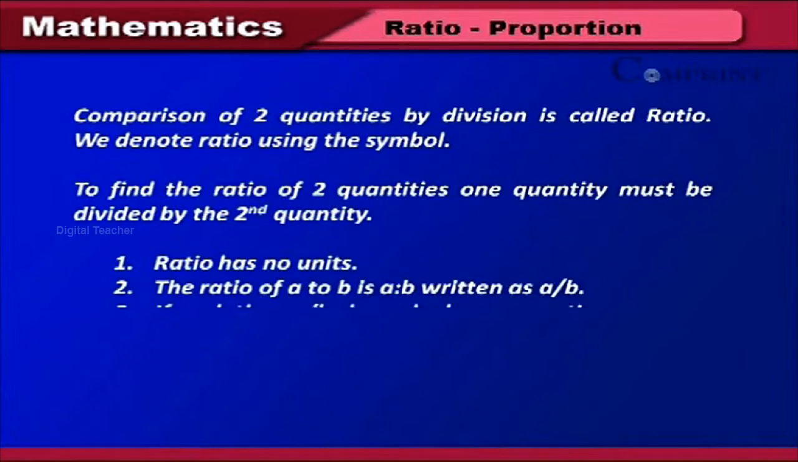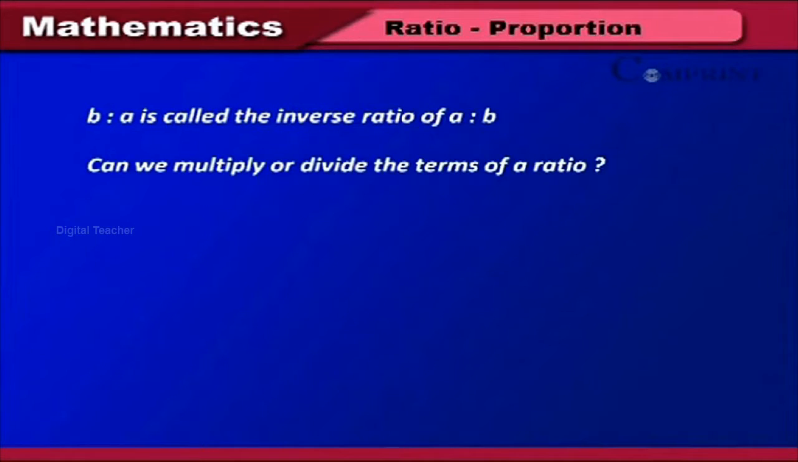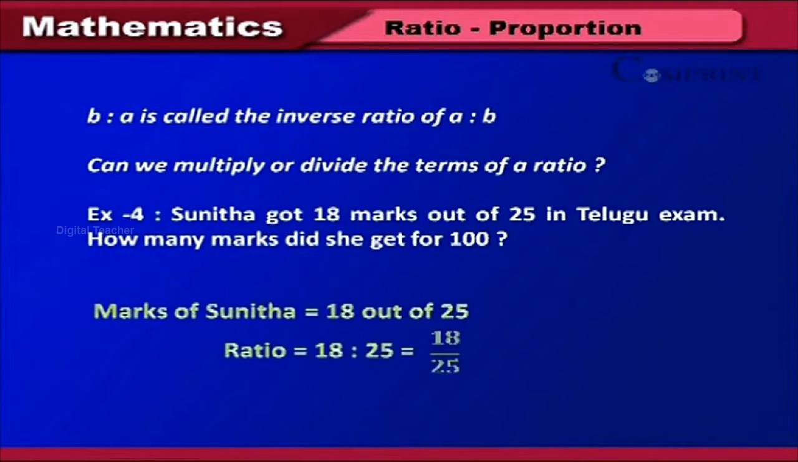Comparison of two quantities by division is called ratio. We denote ratio using the symbol. To find the ratio of two quantities, one quantity must be divided by the second quantity. 1. Ratio has no units. 2. The ratio of A to B is A, B written as A by B. 3. If A greater than B, then A by B shows by how many times A is to B. 4. If A greater than B, then A by B shows by which part A is to B. B is to A is called the inverse ratio of A is to B.